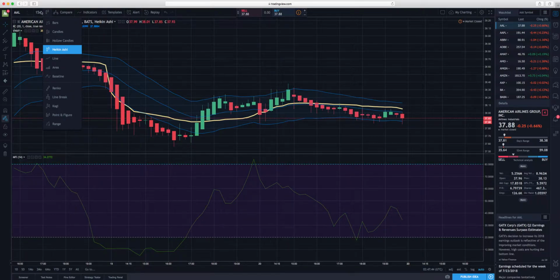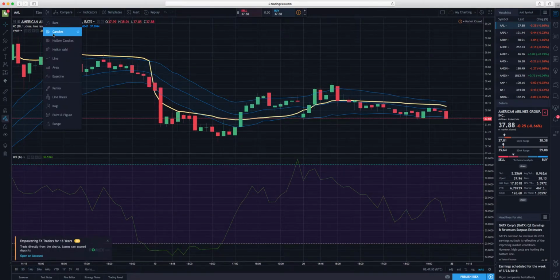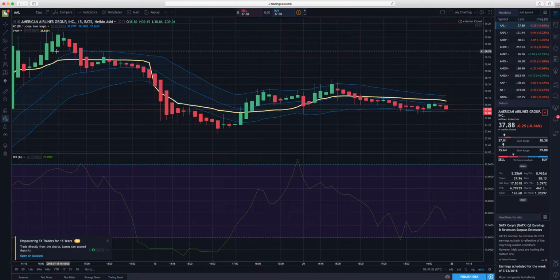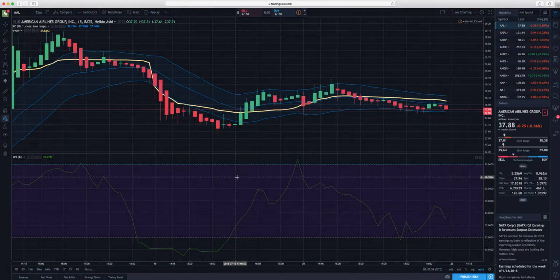You can click up here next to your stock, and here's what regular candles look like. And here is what Heikin Ashi looks like. This area down here at the bottom is my MFI, money flow index. So right away you can see that there are some differences when you move from a regular candlestick to a Heikin Ashi candlestick. I'm actually creating another video on the Heikin Ashi series.